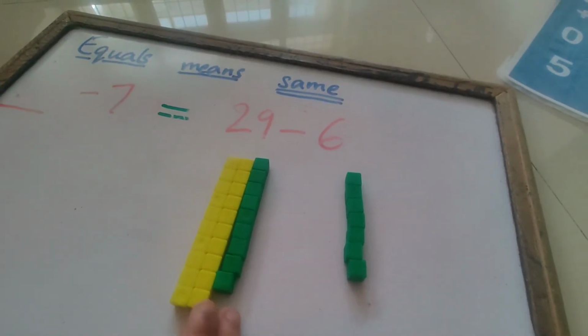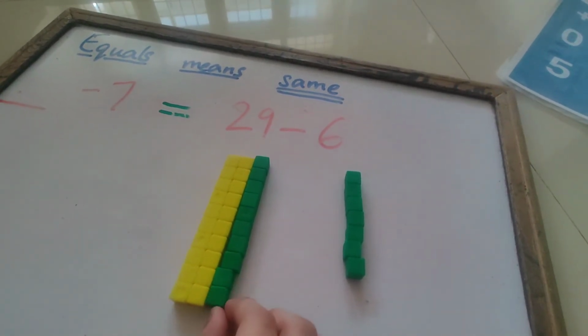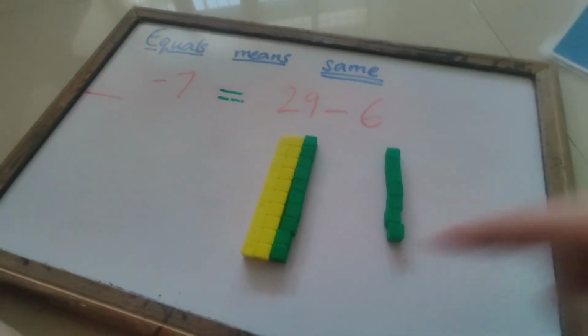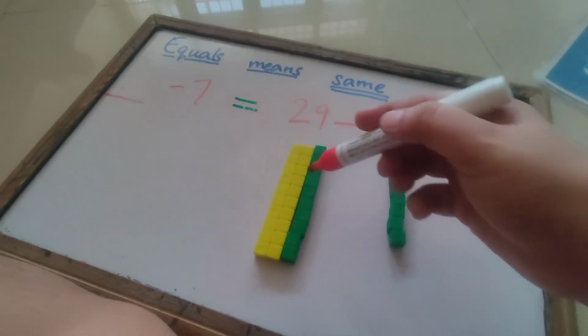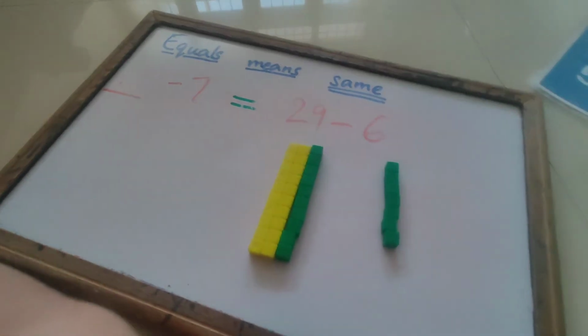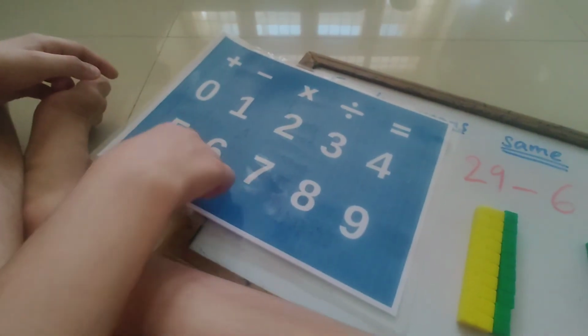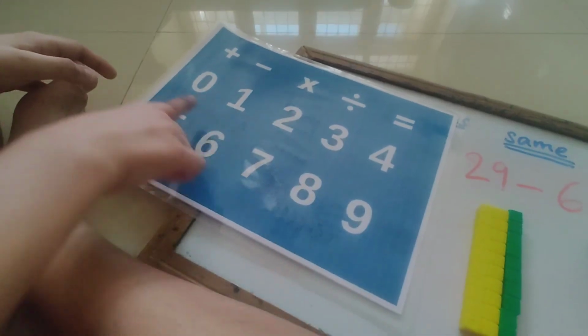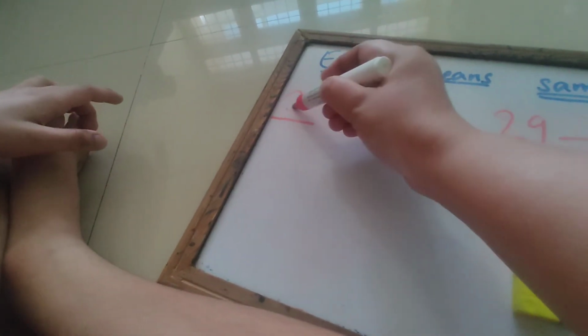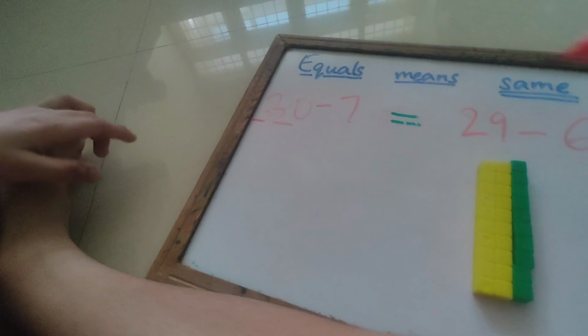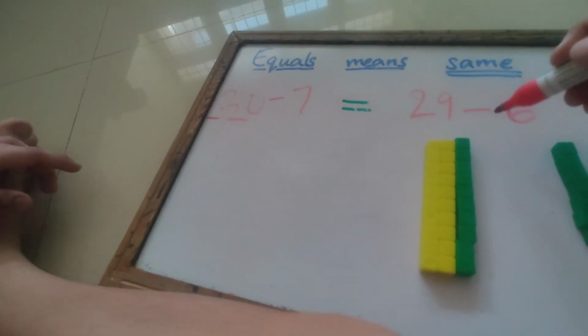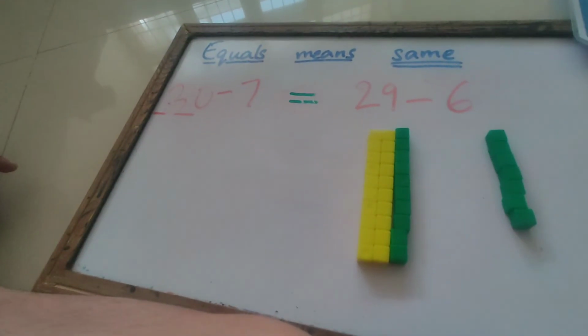You have made this. You added 1 here. You added 1 here and here. So what will you get there? What is this, Sriram? 20. There was 20, 29 and you added 1 to it. So you made it 30. Now this becomes 30 minus 7. 30 minus 7 is the same as 29 minus 6.